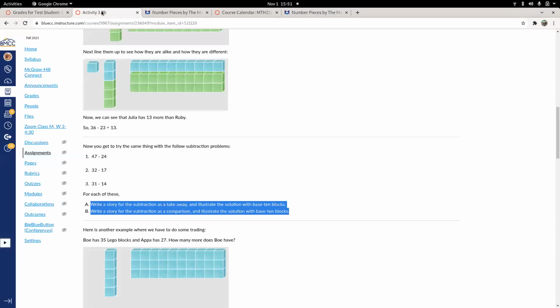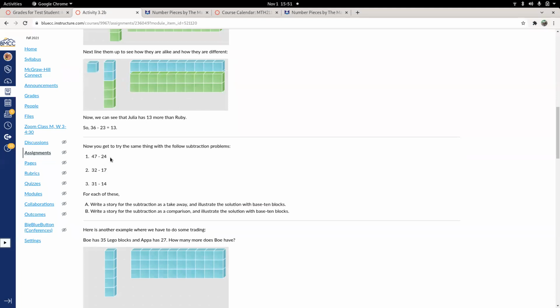So you are going to do the same thing. Write a story for takeaway for 47 minus 24. Write a story for comparison for 47 minus 24. Draw base 10 blocks for each one. Do the same thing. New story for 32 minus 17 for subtraction, another one for comparison. So each of these, you're going to have 2 stories, one for takeaway, one for comparison, and 2 pictures to go with each of them. So there'll actually be 6 parts of this in the end.